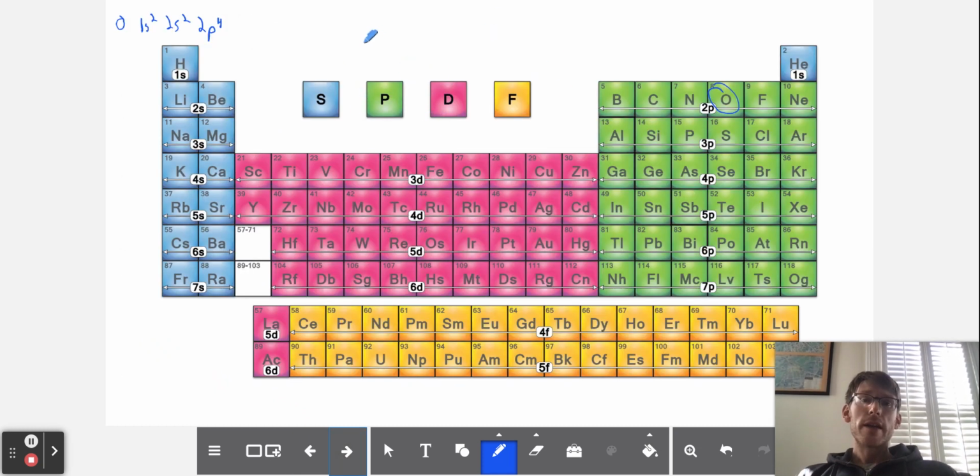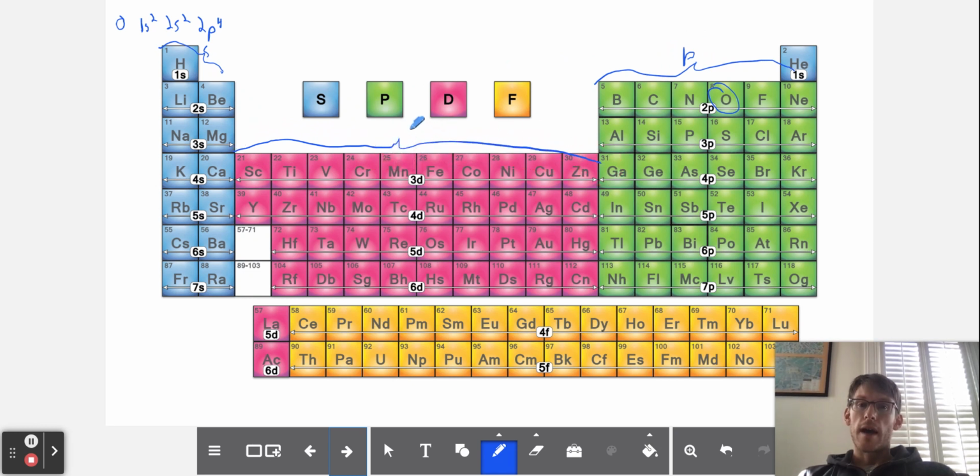Now, if you found it tricky memorizing the order in which subshells are filled according to an orbital diagram, the periodic table actually is organized to make it easier for you to tell. So if we look, we've got what's called the S block over here. That's groups 1 and 2. We've got the P block over here. We've got the D block here. And we also have the F block down here.